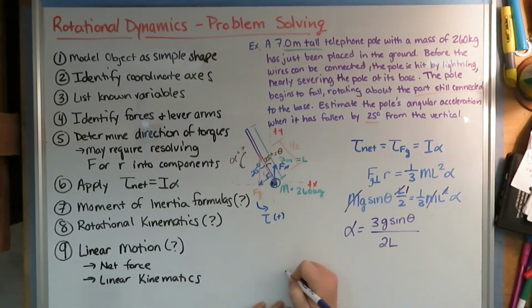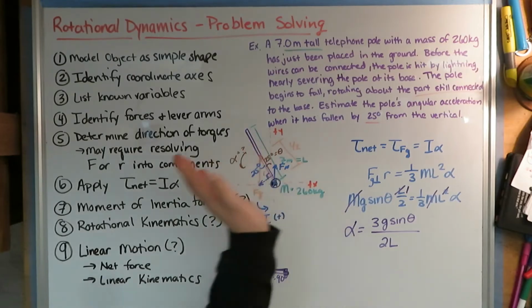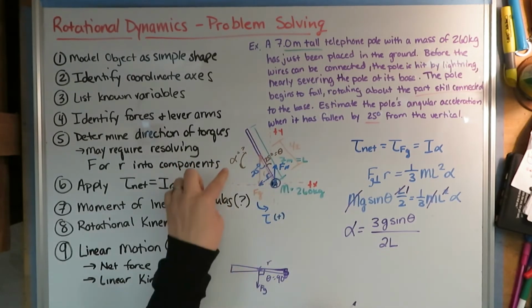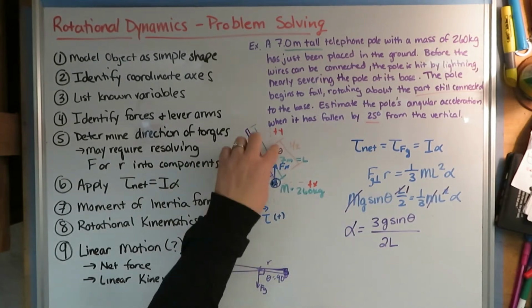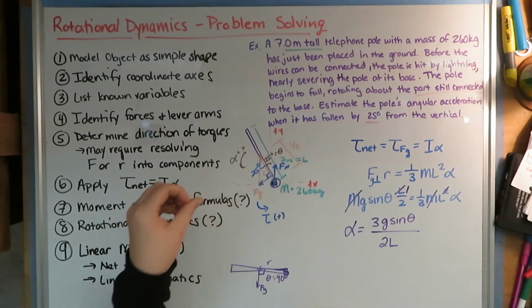For example, if the rod was horizontal, and you've got your gravitational force here and your lever arm there, that theta is going to be 90 degrees. So as this thing falls, the torque is actually going to increase and the angular acceleration is going to increase, which means it's going to be speeding up as it falls, but it's going to be speeding up at a faster and faster rate.